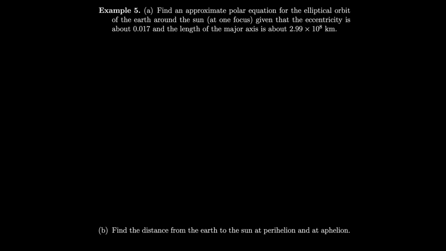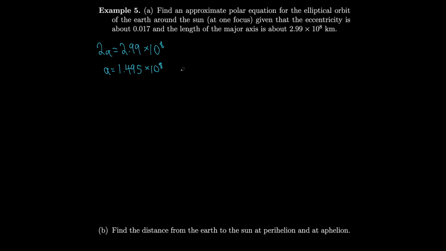Let's find an approximate polar equation for the elliptical orbit of the Earth around the Sun at one focus, given that the eccentricity is about 0.017 and the length of the major axis is about 2.99 times 10 to the 8th kilometers. So if we have the length of the major axis as that, then that's what 2a is equal to. So we have 2a equals 2.99 times 10 to the 8th. So that means that a by itself is equal to 1.495 times 10 to the 8th.